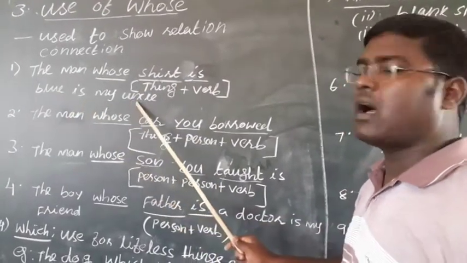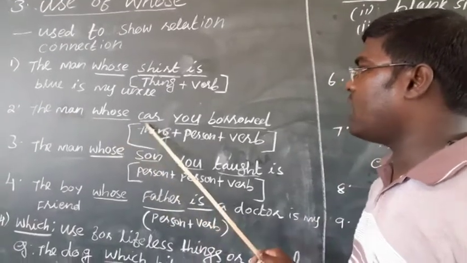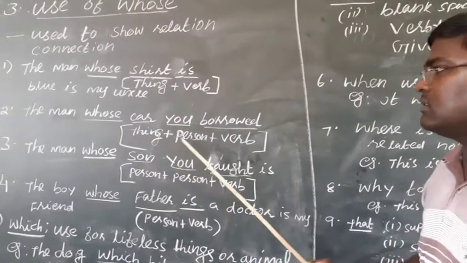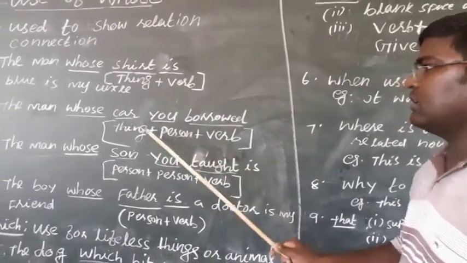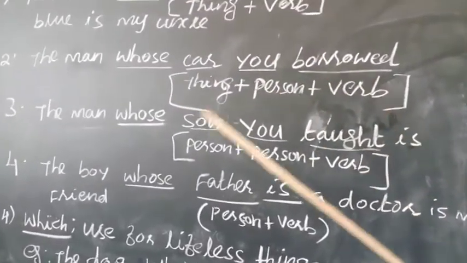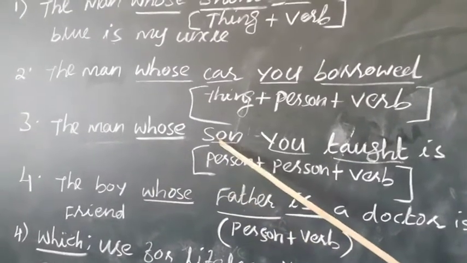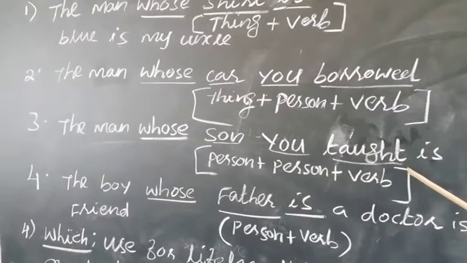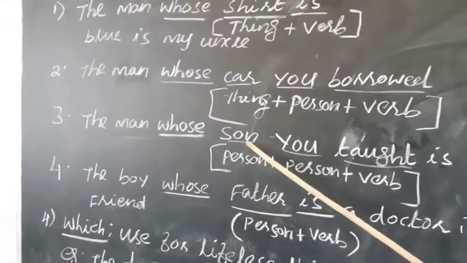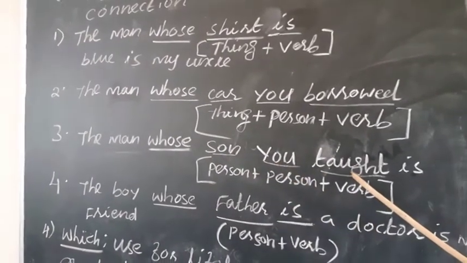Blue is my uncle. And the second one, the man whose car you borrowed. Here, second pattern: thing plus person, verb. Here the thing is car, person is you, verb is borrowed. And the third one, the man whose son you taught is... okay, here son is the thing, you is the person, and taught is a verb.